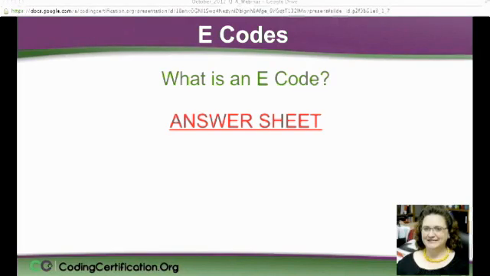Oh, e-codes, they're so much fun. A lot of people get confused about e-codes, but it's not really that big of a deal once you start playing around with them a little bit.